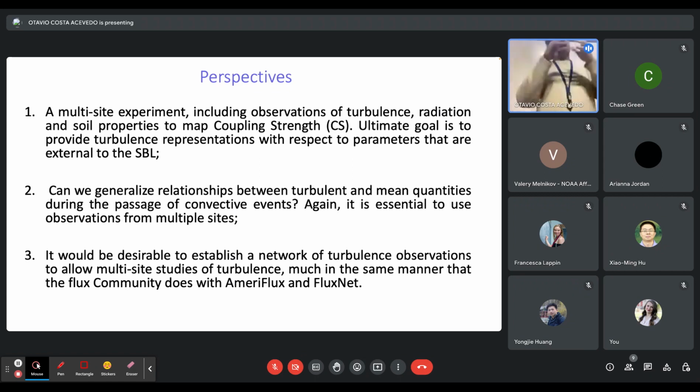And the same, I talked to Jose, I talked to other people. There are many data sets available there. Maybe we can build a network of turbulence observations for people to do studies, not looking at a given site, but looking at generalized studies. The flux community did that with Ameriflux and FluxNet. Of course, it's much more difficult to do turbulence observation because we have to store raw data in our case. But now disks are not so expensive. Maybe we can do that.